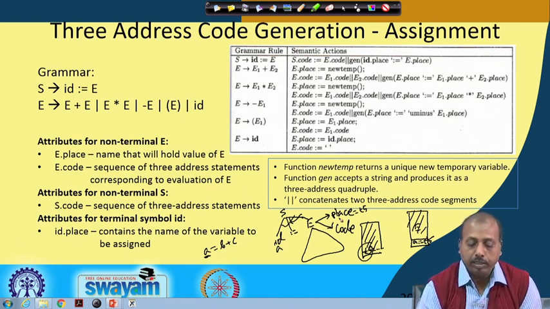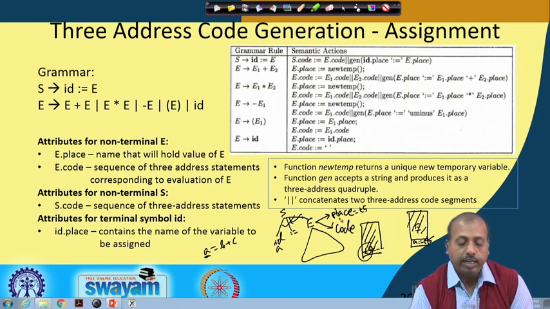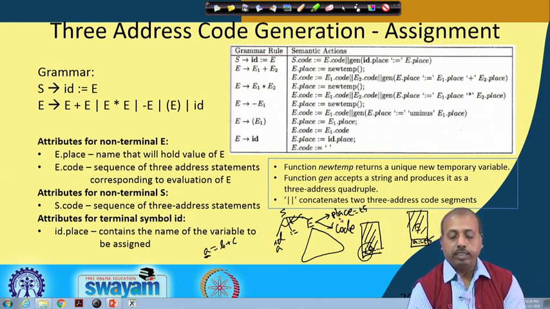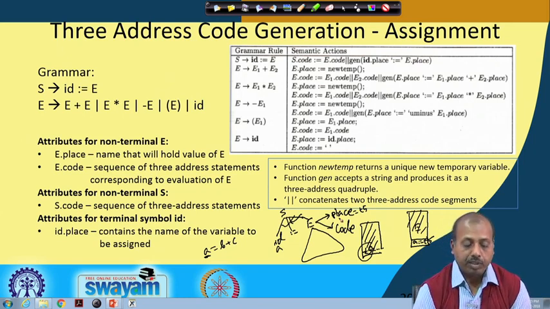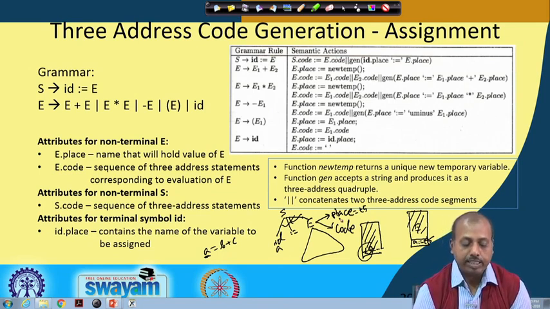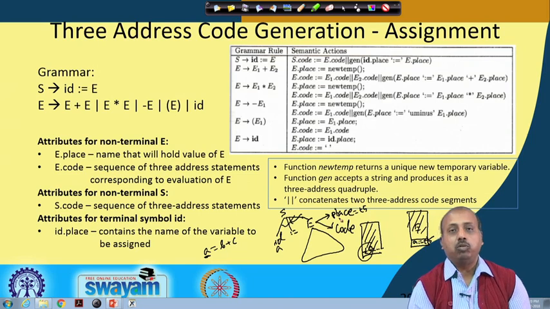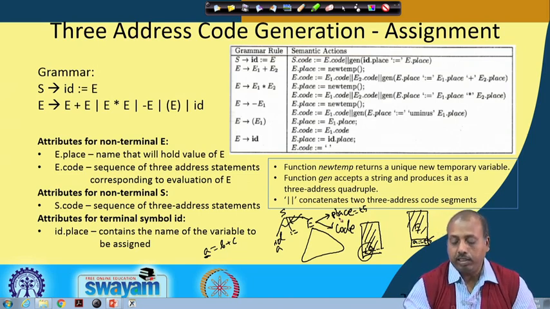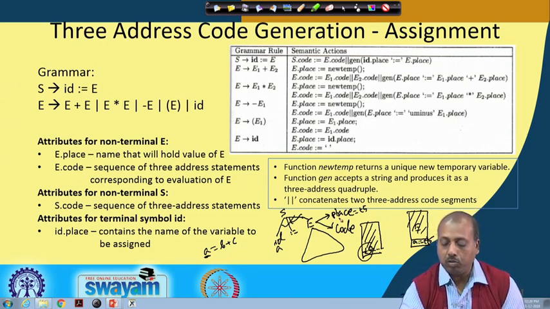that hold the name of the symbol that will hold the value of E, and the sequence of 3 address statements corresponding to the evaluation of E. Then for the non terminal S, we will assume that there is an attribute S dot code, just like E dot code holds the code for E, and this S dot code holds the code for S.